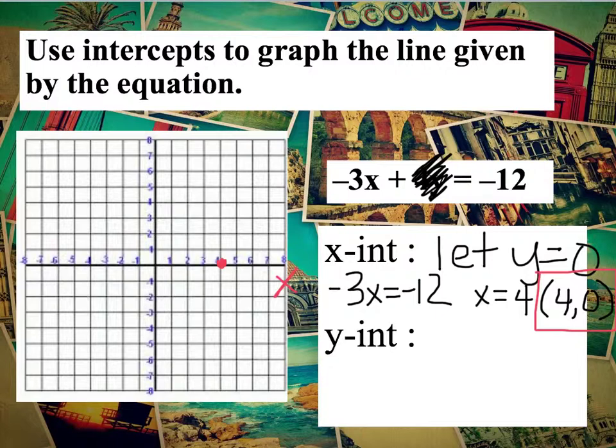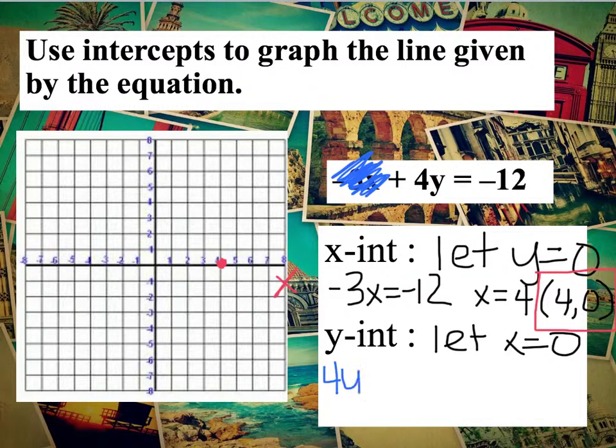Okay, now let's find our y-intercept. I'm going to let x equal 0 to find my y-intercept. So let me go ahead and erase that so we can start fresh for our new equation. Okay. So if I let x equal 0, well then this is just going to cancel out and go away. And now I get 4y equals negative 12. And then I have a basic one-step equation to solve. So y is going to equal negative 3.